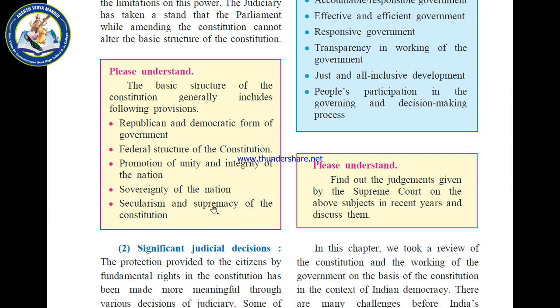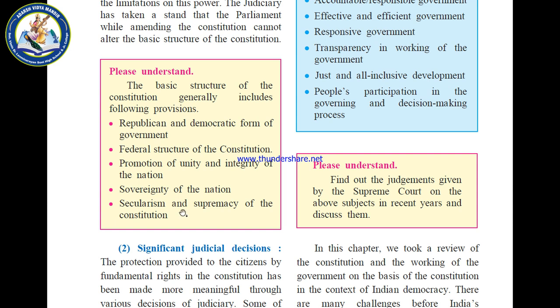Then sovereignty of the nation. This country will be ruled only by its own people. इसी country के लोग इसे rule करेंगे. External power will not control the internal or external affairs of the country. So sovereignty of the nation, अगर हमने sovereignty छोड़ दी, so फिर से हम slavery में चले जाएंगे. So we should not change this also.